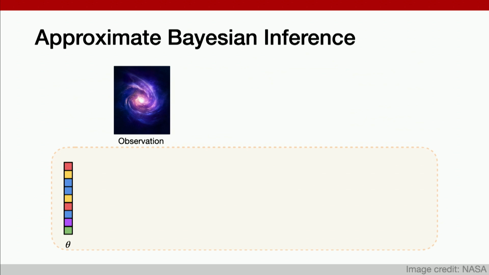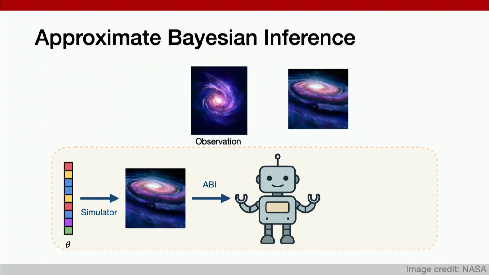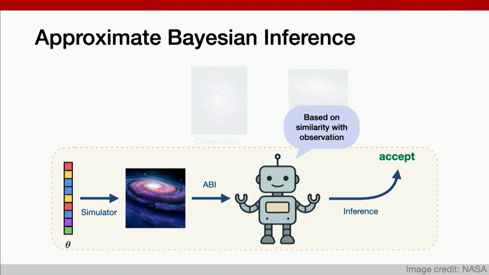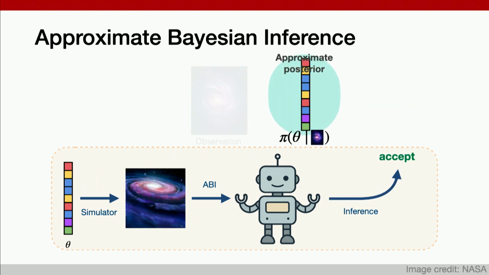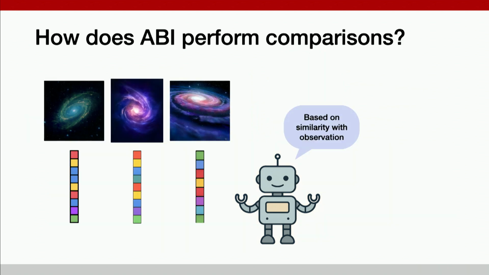Now, we can do this over and over again. Let me simulate another parameter from my prior distribution. I will simulate a data set under this parameter, and then pass it to ABI. ABI compares these two data sets, and you can see that these two galaxies look much more similar than the previous one. So I will go ahead and accept this parameter. We can put this parameter value, which gave us a data set that we accepted, into the approximate posterior set. Then you may ask, given all these data sets and parameter values, how does ABI actually make these comparisons? What does it mean to be similar, and what does it mean to be different?